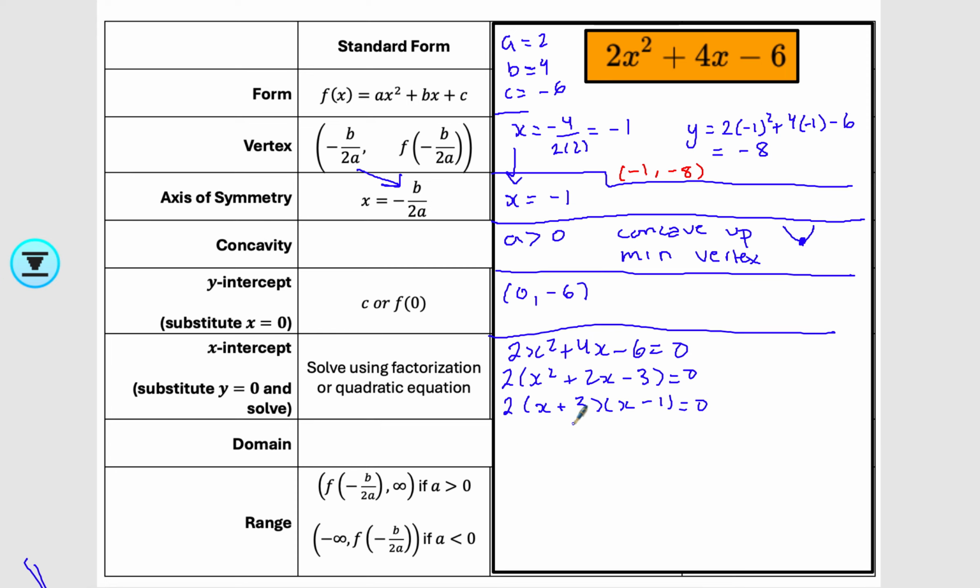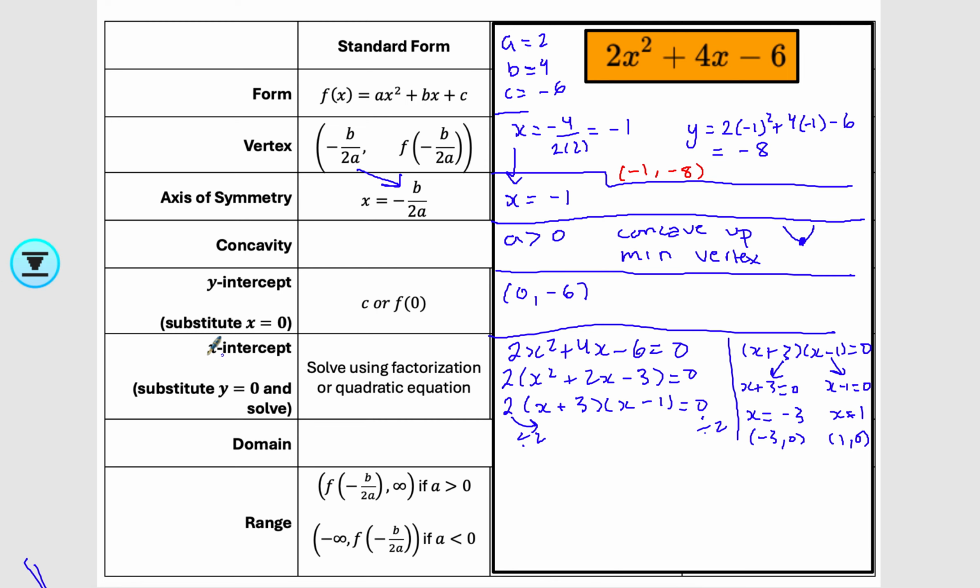And you've dealt with this type of example before. I can get rid of the 2 by dividing by 2. So I will divide by 2 on both sides to get rid of the 2. And I have x plus 3, x minus 1 equals 0. Then either x plus 3 equals 0 or x minus 1 equals 0. So I have two case scenarios, which gives me either x equals negative 3 or x equals 1. So as coordinates, I have negative 3, 0, and 1, 0.